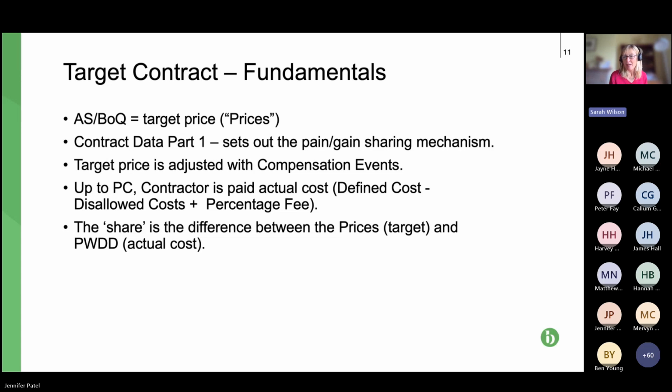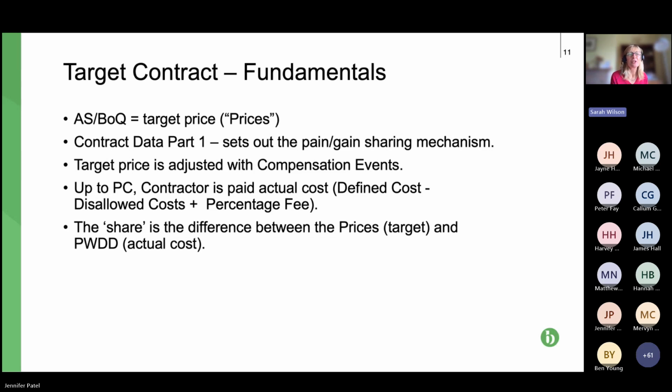Where is that detailed? How do we share that £2 million between the two parties? Well, it's set out in the contract data part 1. That is the bit that the paying party, the developer, the party commissioning the works completes. So when you are reviewing your contracts, you need to review that to make sure the percentages work for you, because you might think it'll all just be shared 50-50, but that is not the case. And it's not even that simple, and we'll come on to that in a minute.